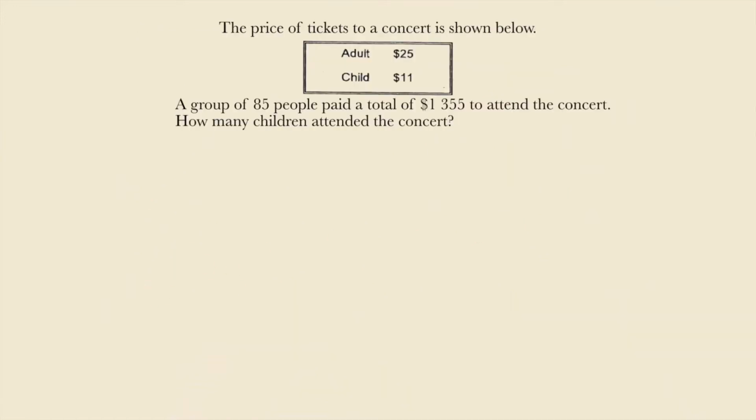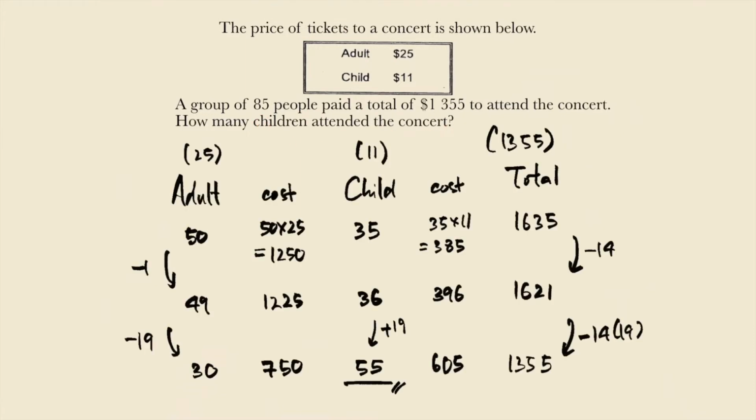The price of tickets in a concert is shown below. Adult ticket 25, child ticket 11. A total of 85 people paid this amount. Okay, how many children attended the concert? So out comes the table, an adult ticket, a child ticket, and the total must be 1355. Let's guess 50 and 35 for a total of 85. And we realize that's too much. So let's modify by 1, shall we? Too much money. Let's decrease adult tickets by 1. Increase child tickets by 1.